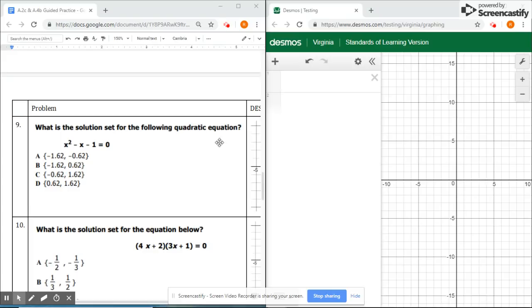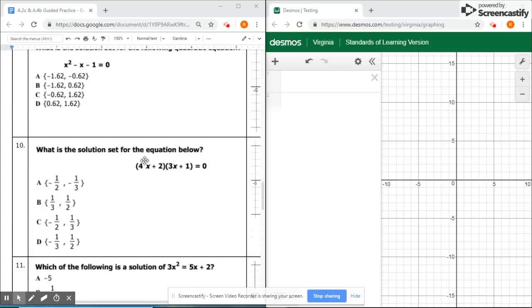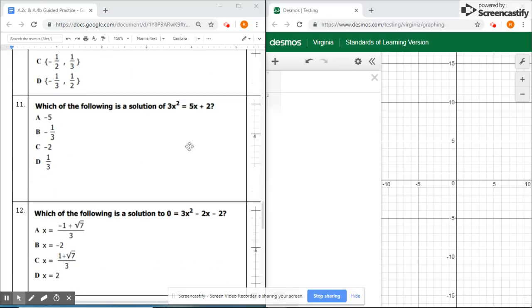We can use Desmos with this. I'm going to skip down to number 11 and 12. I believe these are the more tricky ones. And then I'll have you try 9 and 10 with your group.